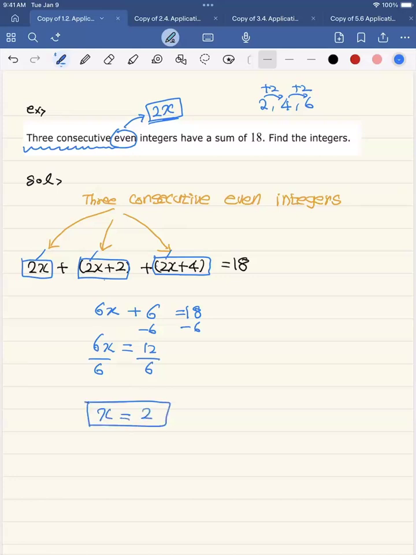So x is 2, and the starting number is 2 times x. So the 3 consecutive even integers will be 2 times 2, which is 4, and then 6 and 8.